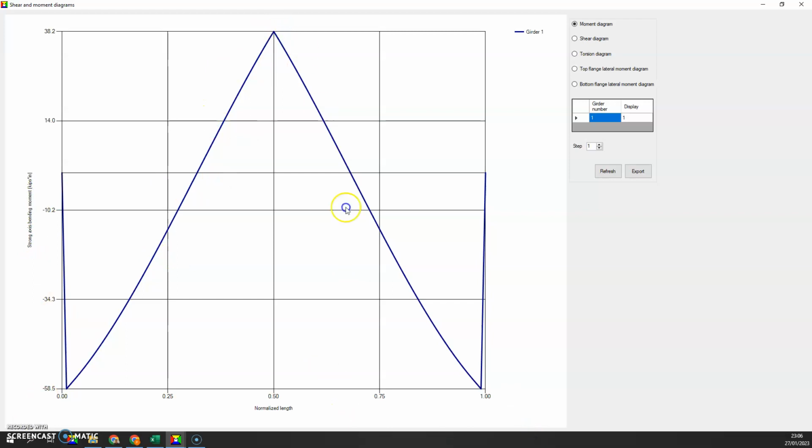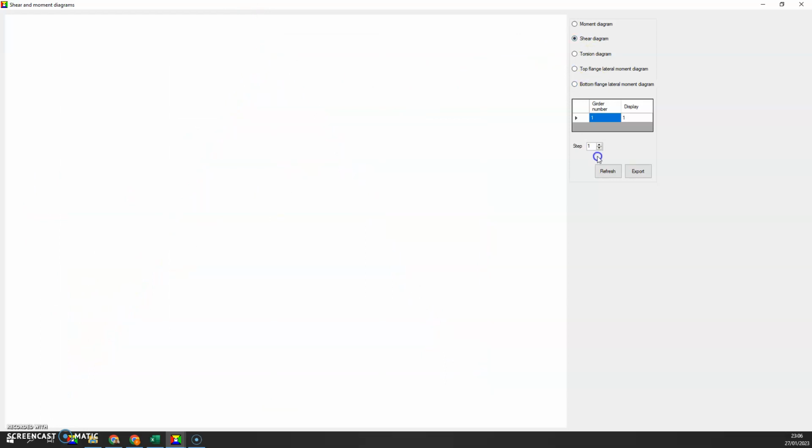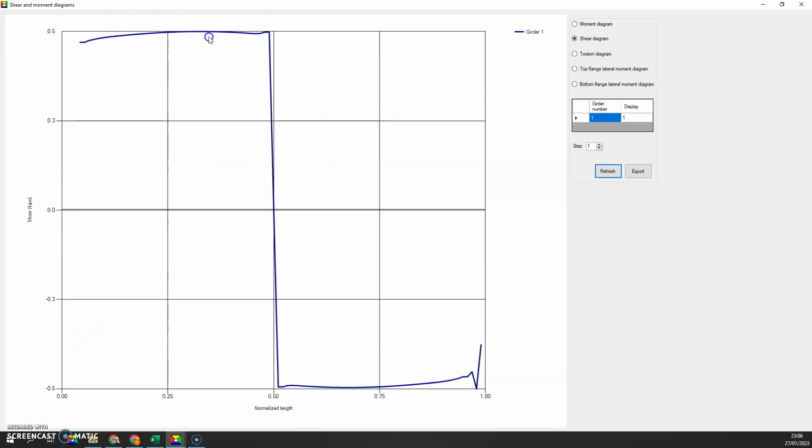So it follows a linear pattern, which is as expected because we have a point load, not a distributed load, and it is symmetrical here. Now if we look at the shear diagram, we can see this step, and we can see that the depth of the step is 0.5 plus 0.5, which is 1 kip, which is the load that we have applied. So again, this is as expected.